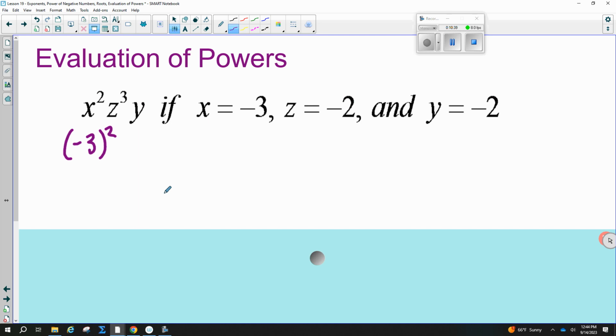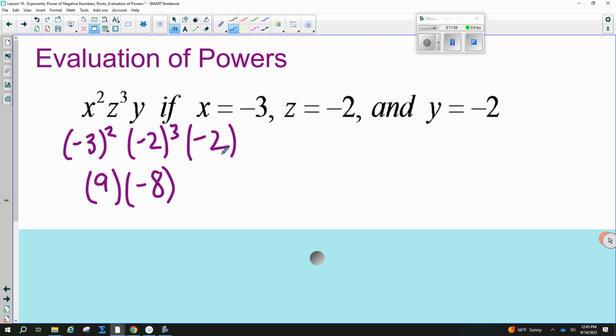z is negative 2, and that guy is cubed. y is negative 2. All right, exponents go first in order of operations. Everyone, what's negative 3 squared? It is positive 9. I would keep my parentheses to imply that you are multiplying. What's negative 2 cubed? Negative 8. Keep your parentheses because you still got to multiply these. And then times negative 2. 9 times 8 is 72 times 2. What is that? 144. Okay, and then it's a negative times a negative, so this would be a positive.